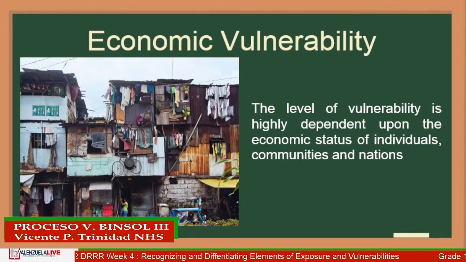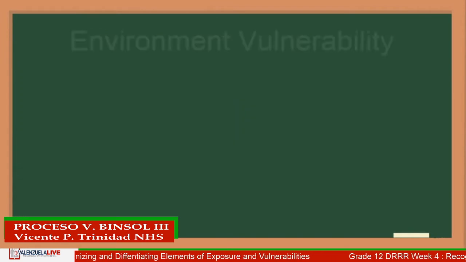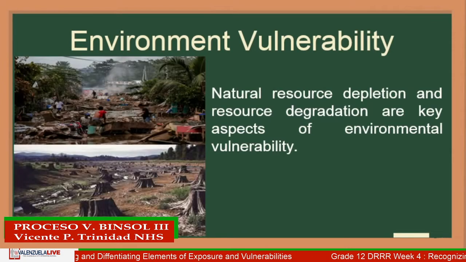Social and economic vulnerability can be combined also, and it is known as socio-economic vulnerability. In this third image, the community is poor, that's why they are susceptible to hazards and disasters. As you can see, the houses are poorly built and poorly constructed. That's why they are susceptible to hazards and disasters.